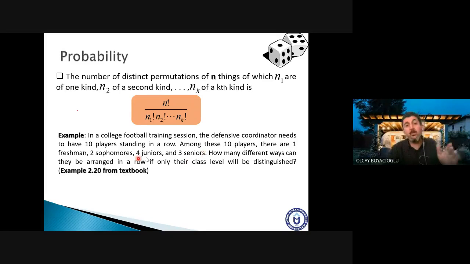So that means now here we are talking about a defensive coordinator.